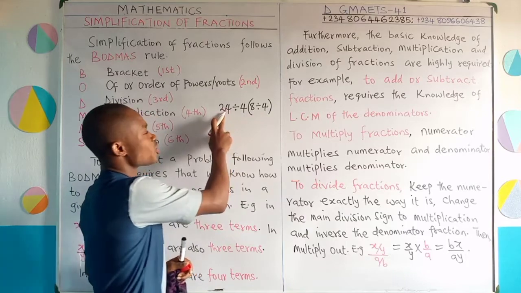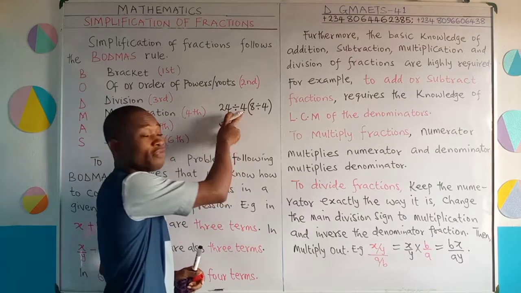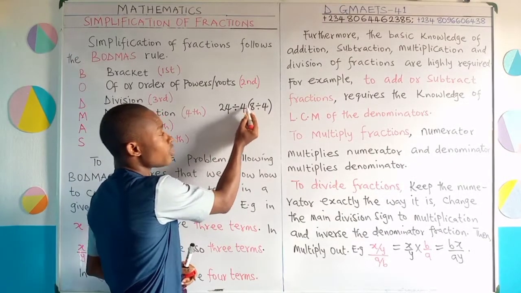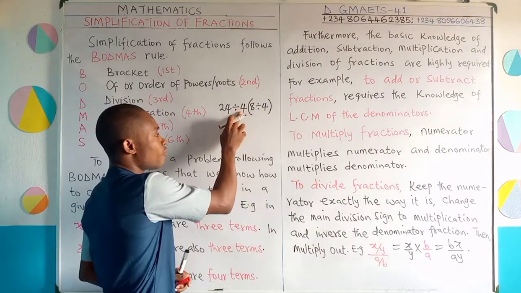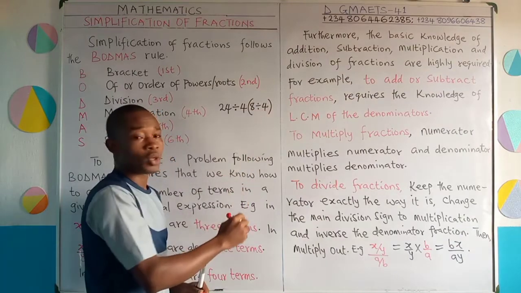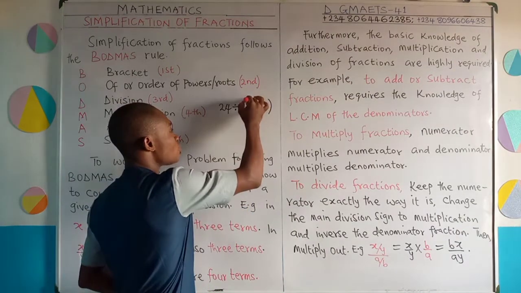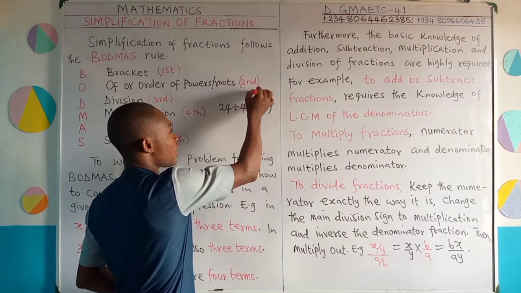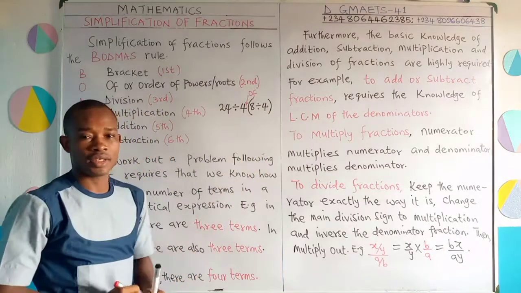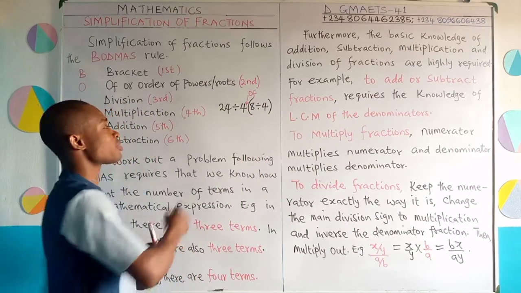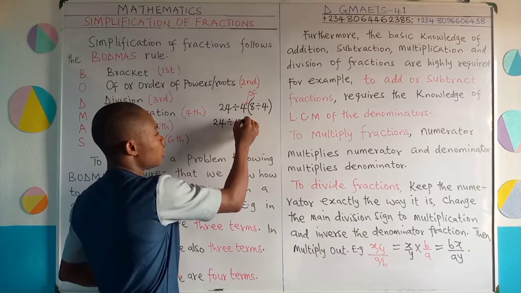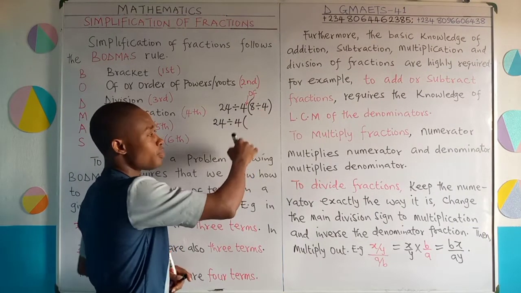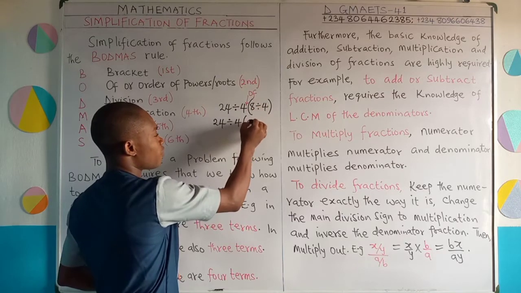This is read as 24 divided by 4 of bracket 8 divided by 4. That is 4 of 8 divided by 4, which means that between this 4 and this bracket, we have the sign of. We have it as of. So if I am solving this, it will be 24 divided by 4, then bracket. I will work out the bracket first. 8 divided by 4 will give me 2.